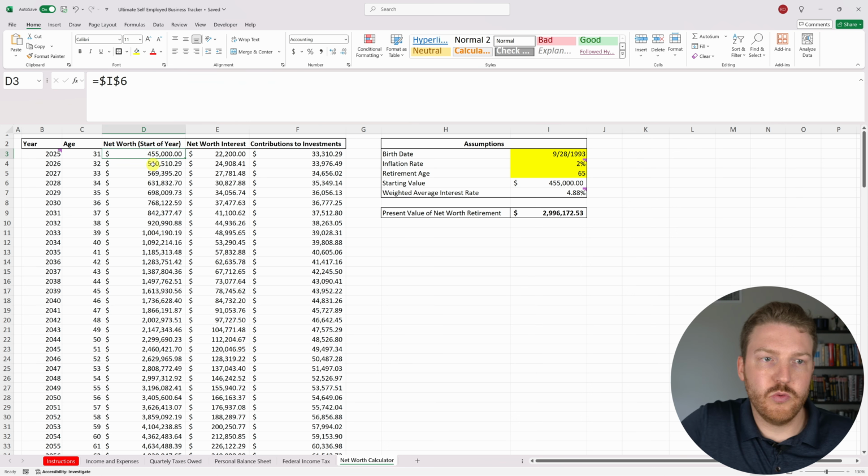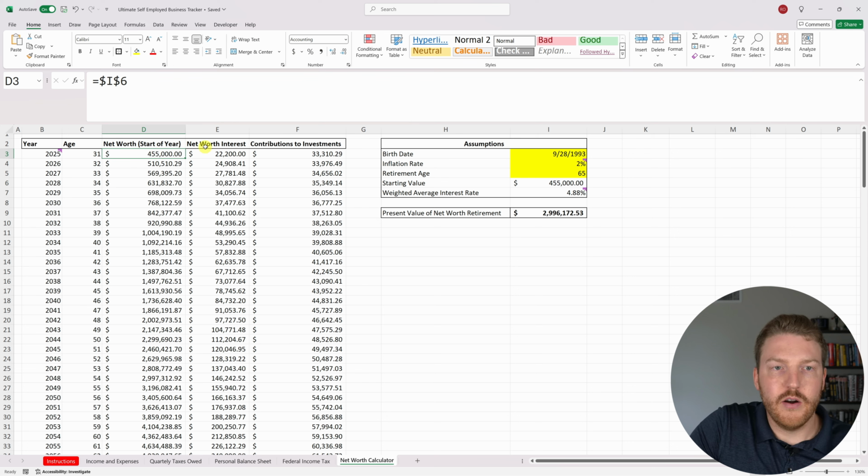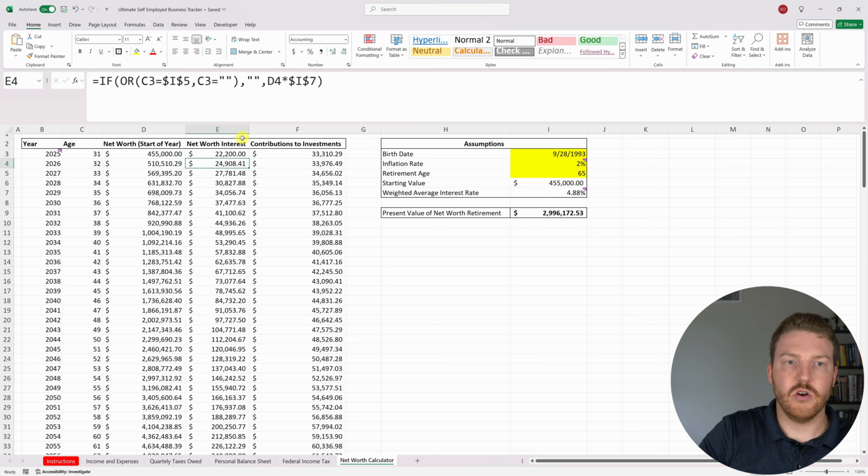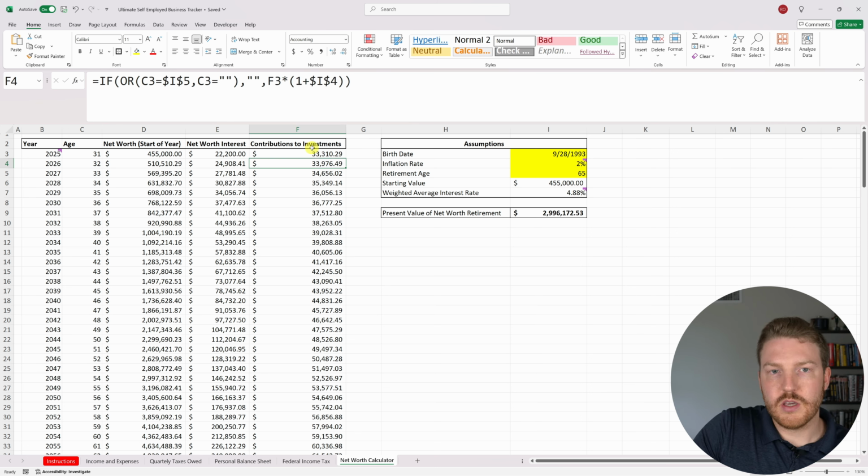So we're just going to assume our current net worth is what we expect our net worth to be at the start of next year. And then the interest on our net worth is going to be equal to that net worth multiplied by that weighted average interest rate. So we're expecting to earn an interest of $22,200. Also, the contributions to investments is going to be the amount that we have right here.